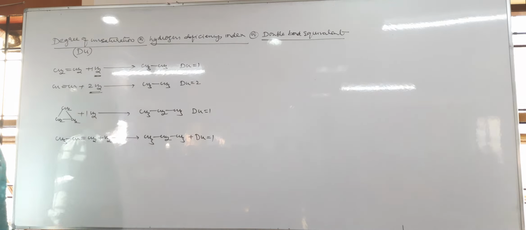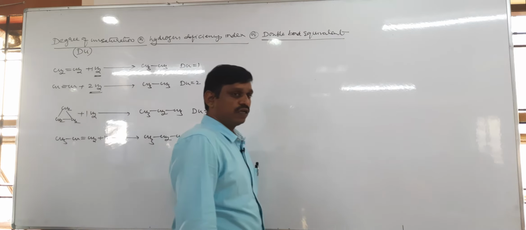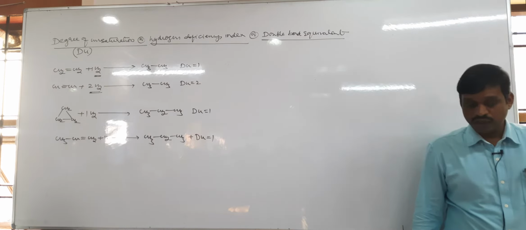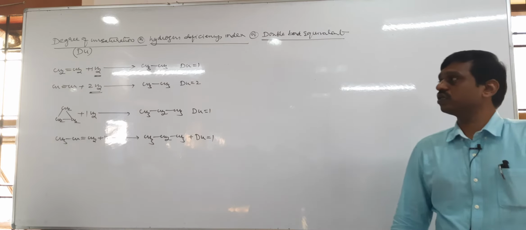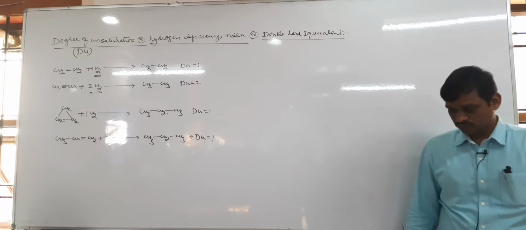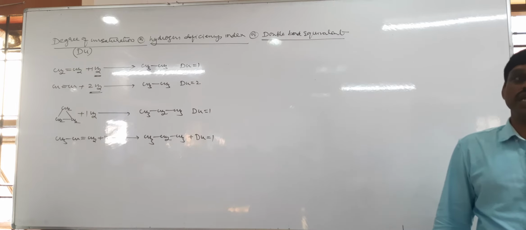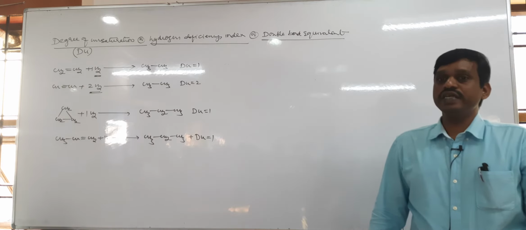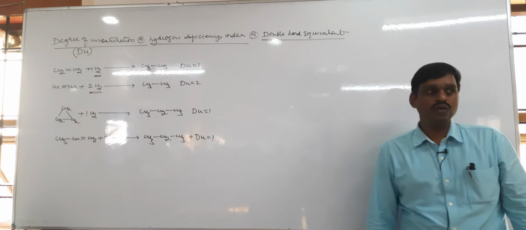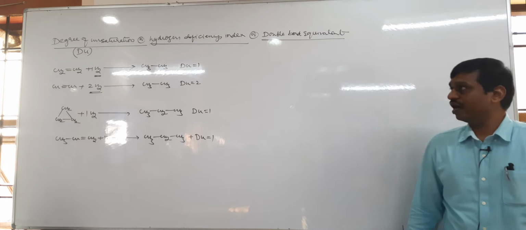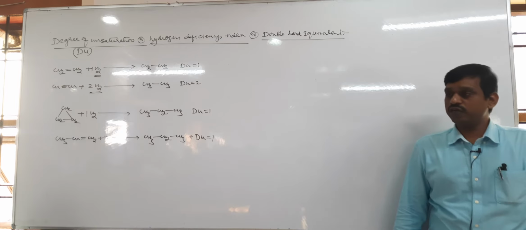The number of moles of hydrogen required to convert 1 mole of organic compound into open chain saturated hydrocarbon is called degree of unsaturation.